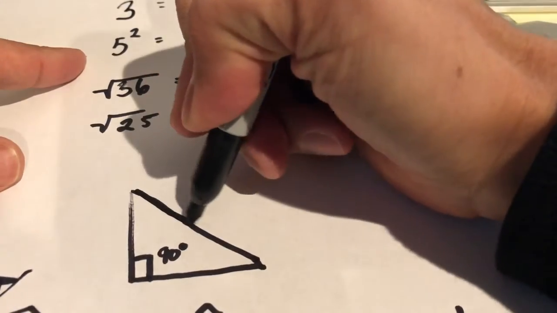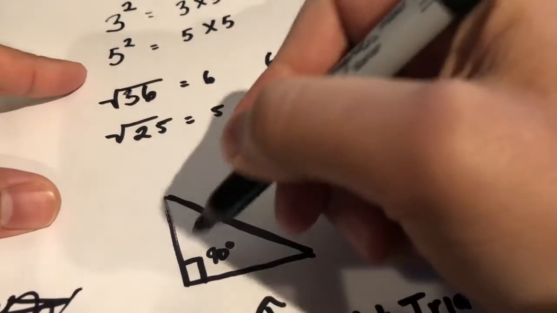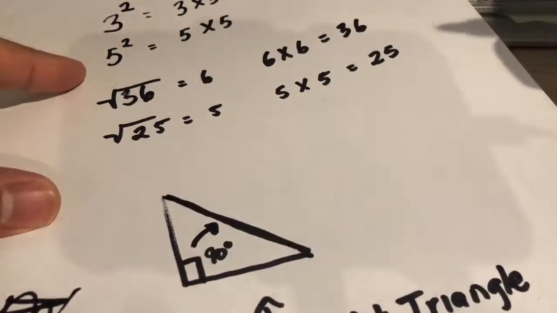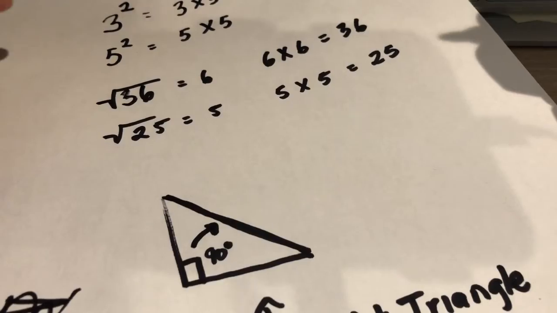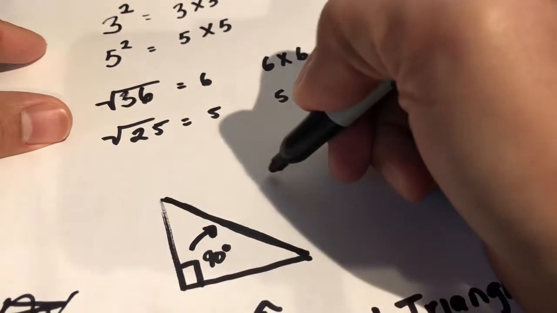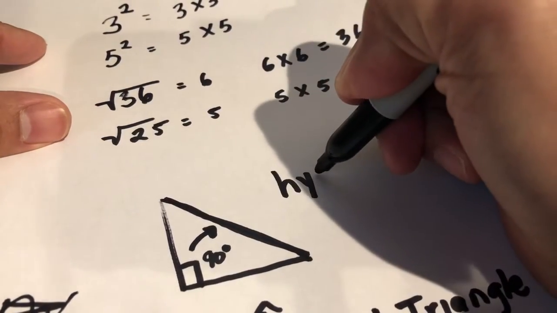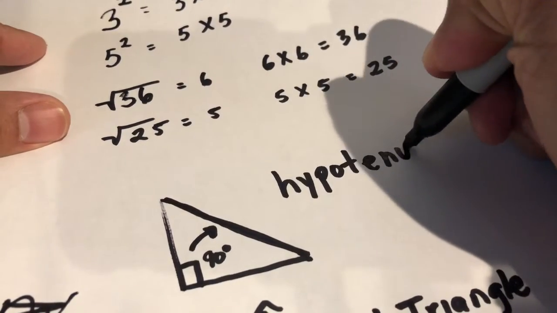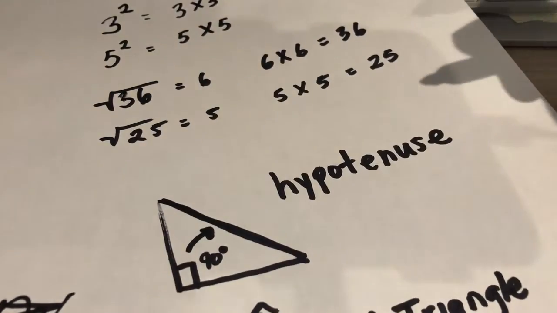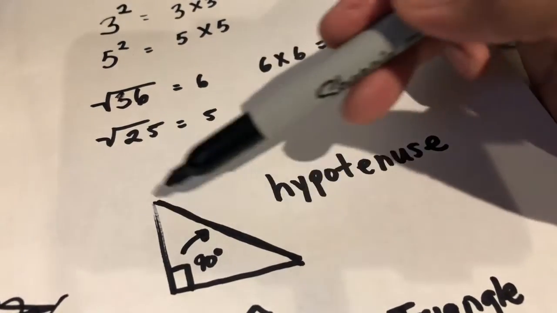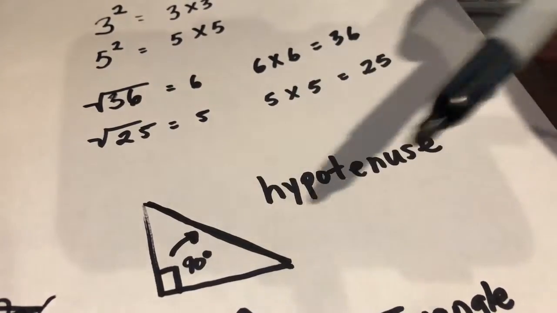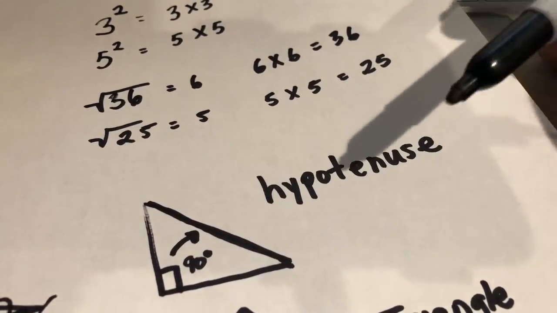Why is this important? It's because this side here is really important for the Pythagorean theorem. This side, opposite the right angle, is going to be the longest side of the triangle, and it has a special name. I'll spell it out here for you: the hypotenuse. Generally speaking, a hypotenuse is the longest side of a triangle, opposite the 90 degrees.